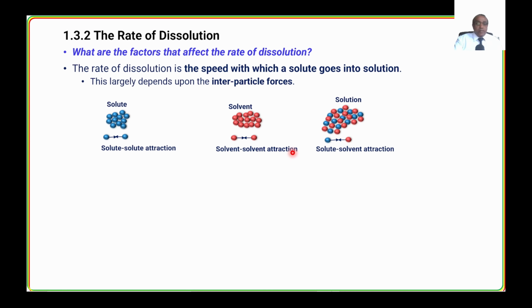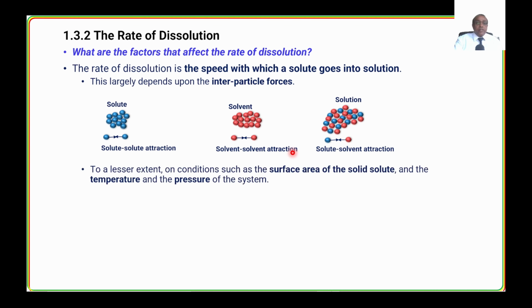There are also other minor factors that can affect the rate of dissolution. One is surface area. If you increase the surface area of the solids, which means you are exposing more solids to interact with the solvent, in that case solubility increases. Another factor is temperature. Most of the time if you increase temperature, solubility increases, but there are cases where temperature increases and solubility decreases, especially for exothermic processes.